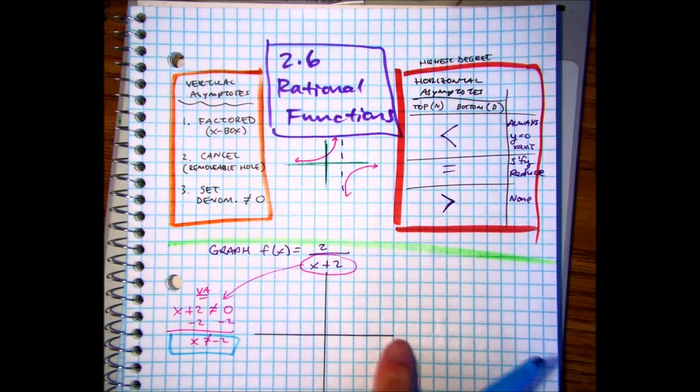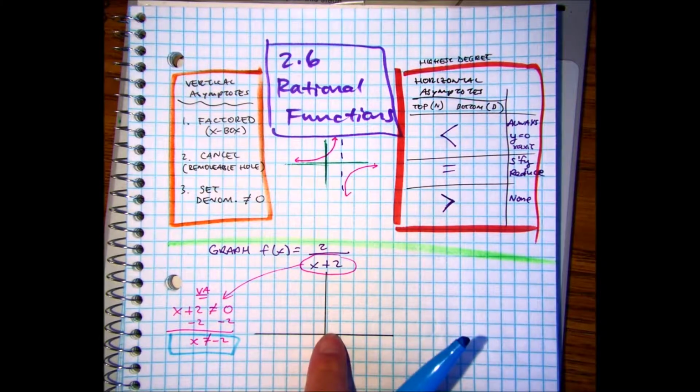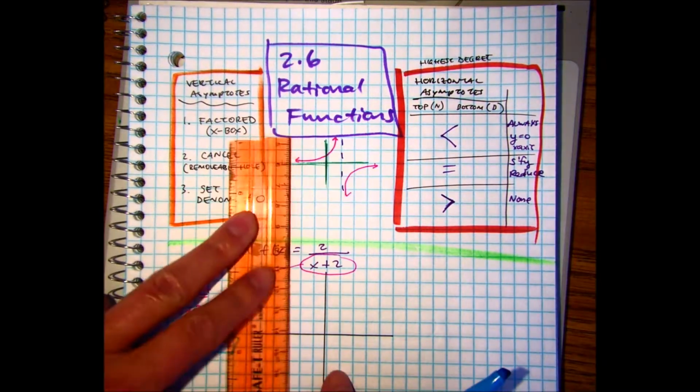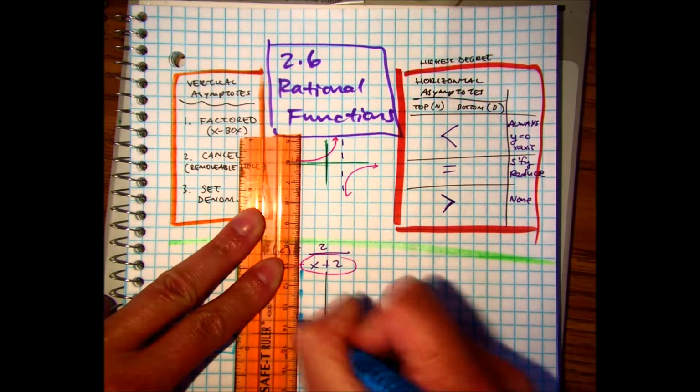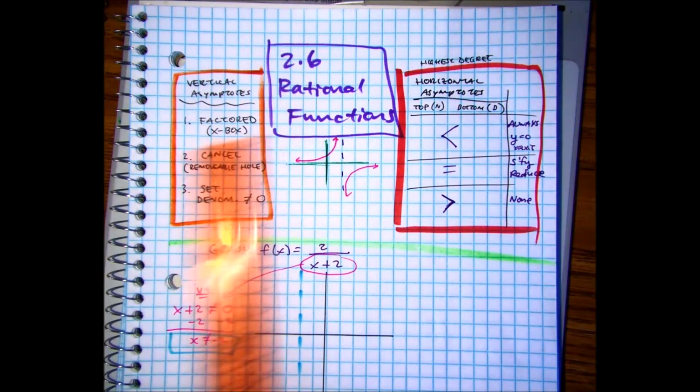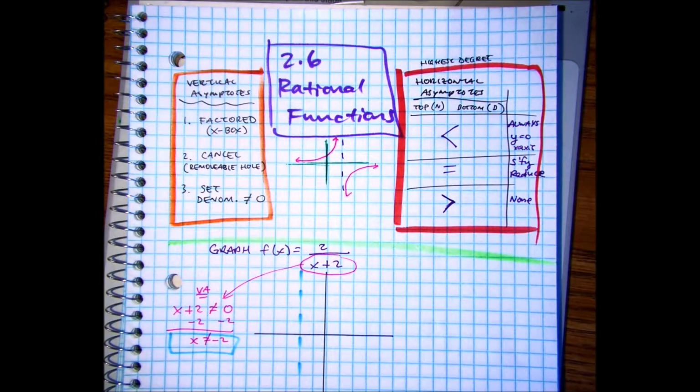I'm going to go on my x-axis to -2. Here's the origin, -2. And I'm going to go ahead and draw a dotted line. So there's my vertical asymptote.